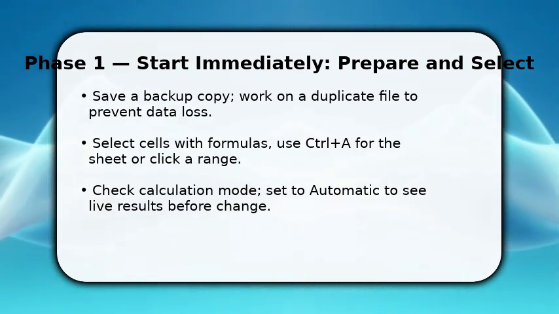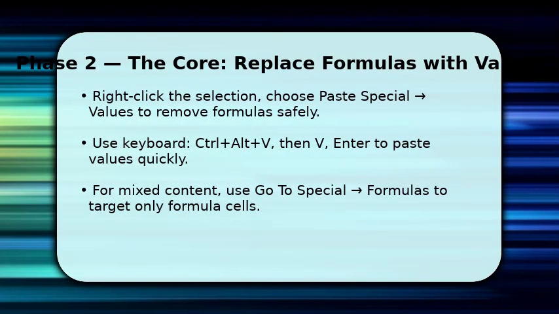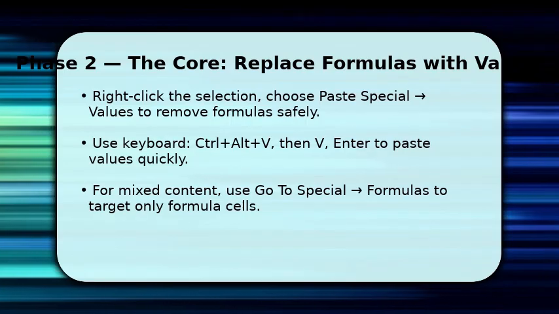Now convert formulas to values. With the range copied, right-click and choose Paste Special, then Values. This replaces formulas with their outputs while preserving formatting. Alternatively, press Ctrl plus Alt plus V, then V and Enter for speed.